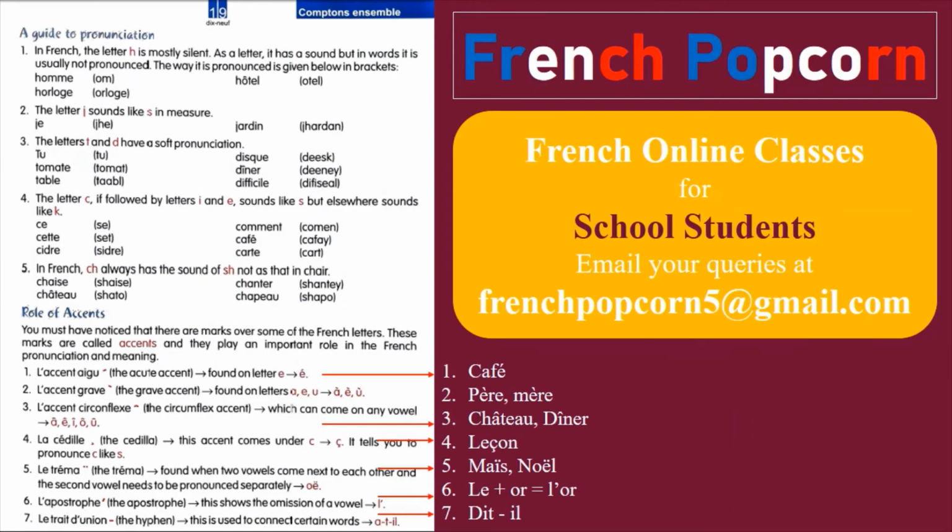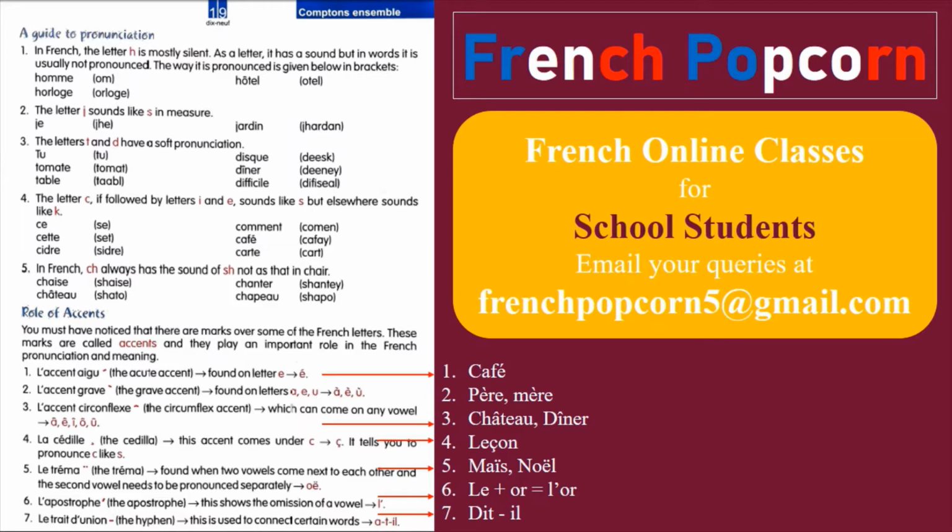On page number 19, we have some rules of pronunciation, a guide to pronunciation. Before we start, I just want to tell you, in French, generally, the last letter of a word is not pronounced. Letters like E, R, S, D, T are silent if they are found at the end of a word. Okay, now first rule says in French, the letter H is mostly silent. As a letter, it has a sound, but in words, it is usually not pronounced. The way it is pronounced is given below in brackets.